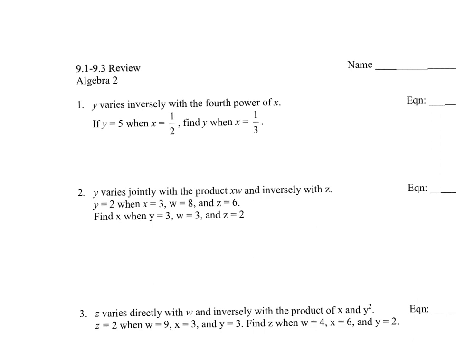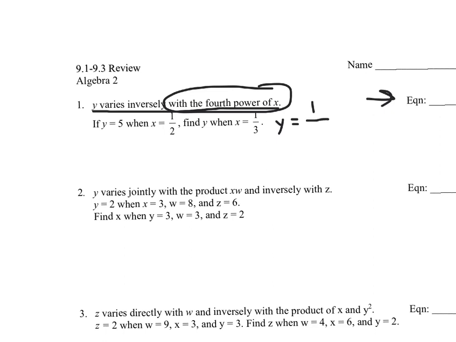I'm going to go over a few of these inverse and direct and joint variation problems. So if you have to write an equation over here, your equation needs to involve k. You need to actually solve for k. So what I do first is I take this statement, y varies inversely with the fourth power of x, and write a general equation. Y varies inversely, so that means that whatever follows inversely is going to go in the denominator with the fourth power of x. So it's going to be k over x to the fourth. K is always in your numerator.